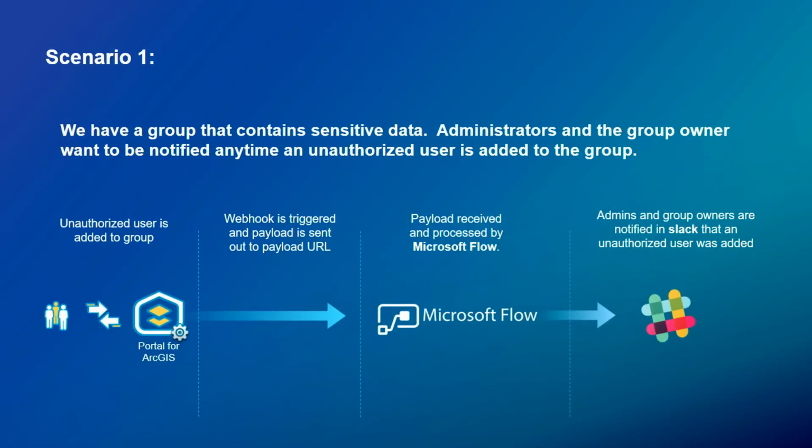Let's assume that we have a group with some sensitive data in our ArcGIS portal, and administrators and group owners want to be notified anytime an unauthorized user is added to this group. In this demo, we are going to show you the steps for creating a webhook, and how to trigger your webhook when a user is added to a specific group. And we'll show you how to configure Microsoft Flow so that you can notify the admins via a Slack channel.